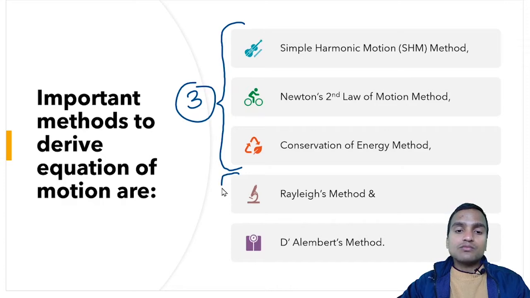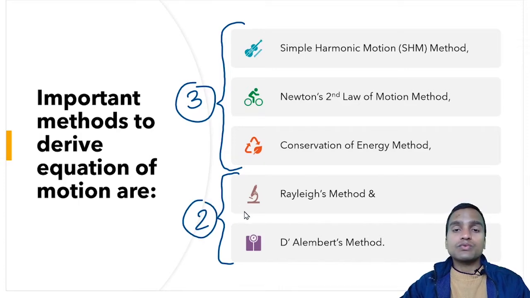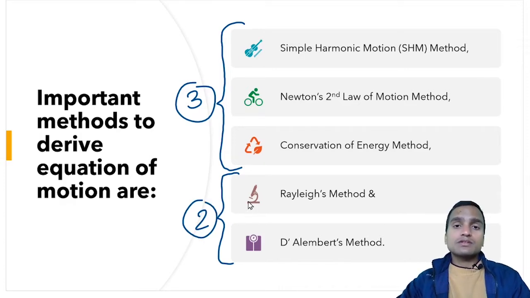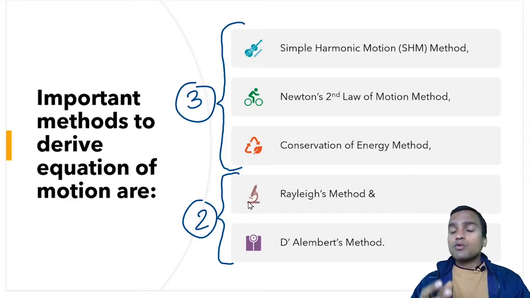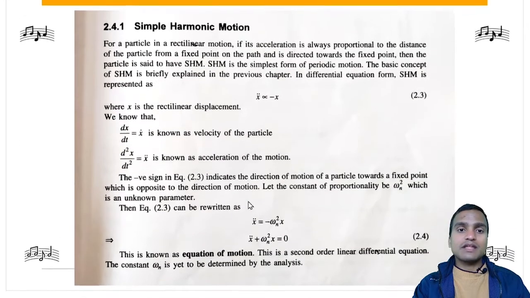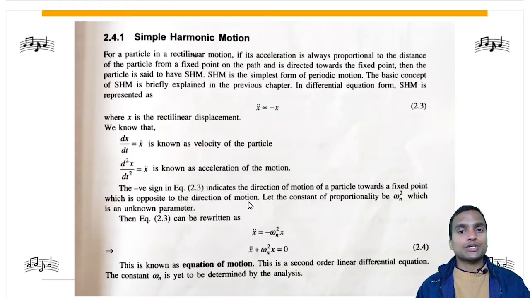These two methods, Rayleigh's method and D'Alembert's method, are also not much different from the earlier three methods. We will arrive at the similar equation of motion through all of these five methods. Which method we have to apply in a given situation depends on the intuition of the person, or the experience, or the amount of practice that he has done. So let us begin with the first method, that is simple harmonic motion.